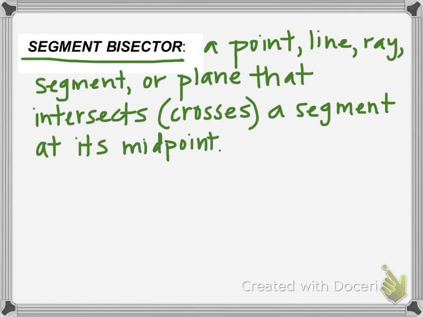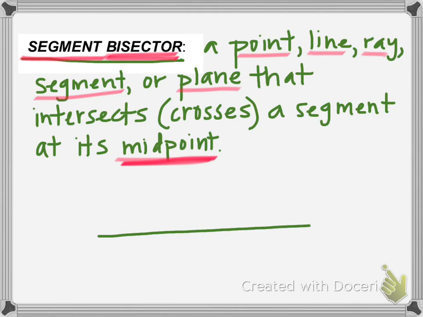The other term that we're learning about is what a segment bisector is. To bisect something means to cut it right in the middle, and we are going to be cutting a segment in the middle. So the things that do the cutting can be a point, line, ray, segment, or plane. Basically, all of the things that we learned about in our first lesson. And they're going to intersect or cross the segment at its midpoint. So a segment bisector finds the midpoint of a segment.